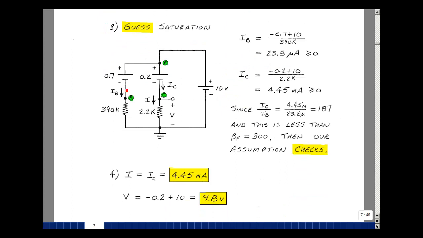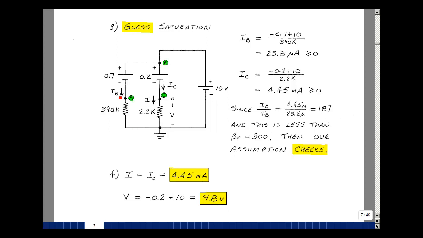Let's remove the active model that we had. Let's replace it with the one that's on page 18 of the Chapter 3 notes. We have a voltage source between the emitter and the base of VBE on, which is 0.7. We have a voltage source between the emitter and the collector, which is V sub EC sat, which was 0.2 volts. We have to show that the base current is greater than or equal to 0, the collector current is greater than or equal to 0, but also their ratio is less than or equal to beta F.